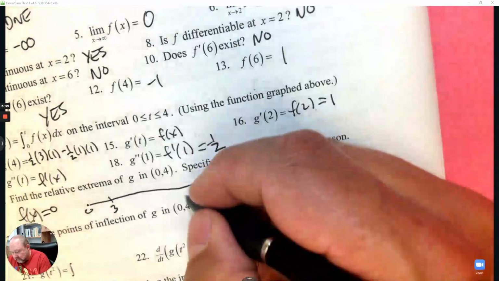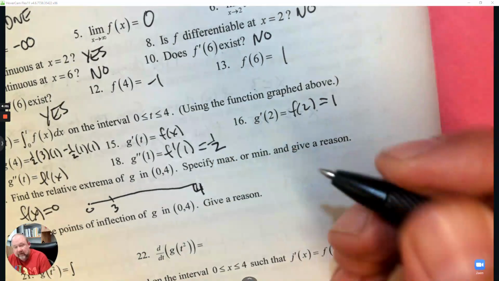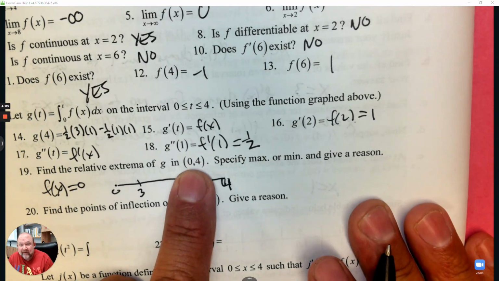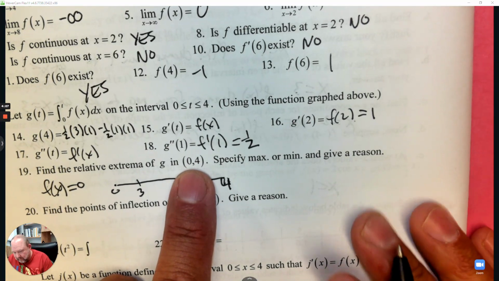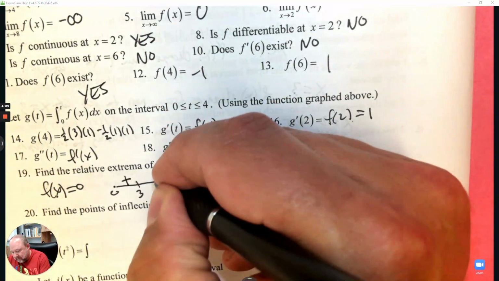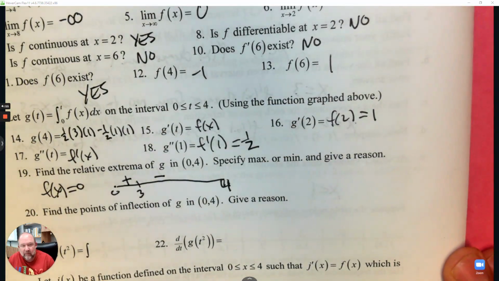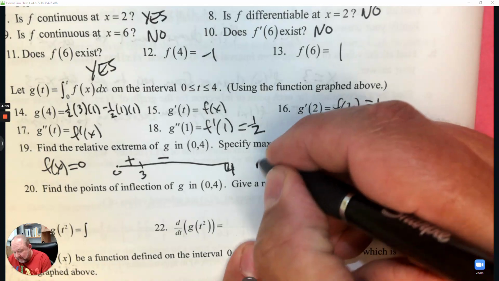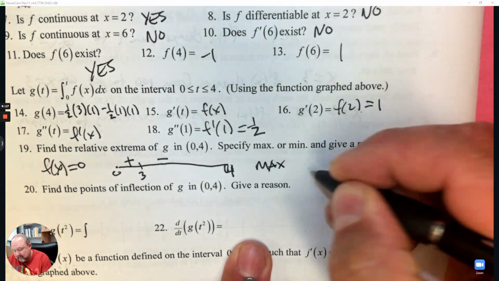Oh, from 0 to 4. Well, it's just at 3 then, from 0 to 4. Be a better reader, right? There it is, from 0 to 4. Then what am I looking at? Where is it above and below? So from 0 to 3, it's above, and then after 3 to 4, it's below. And that's going to be what? A max, right? Because it goes from positive to negative.